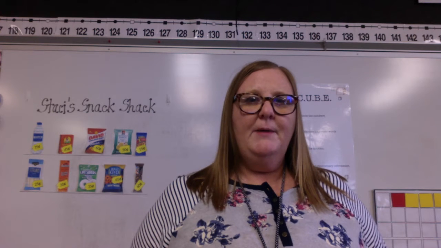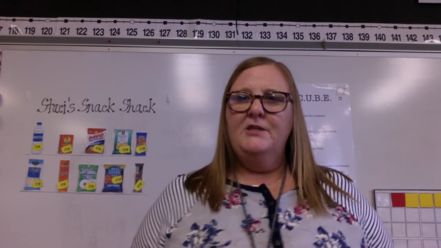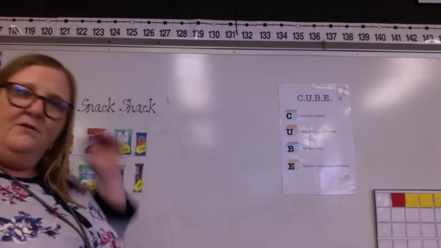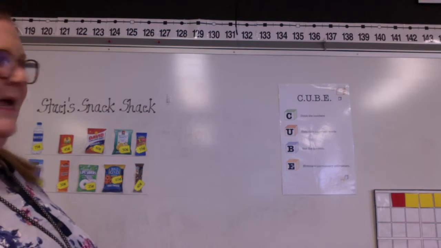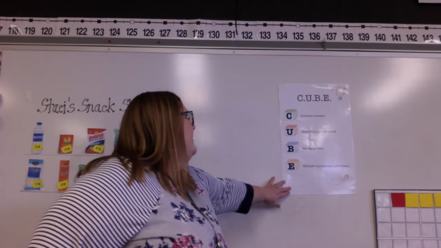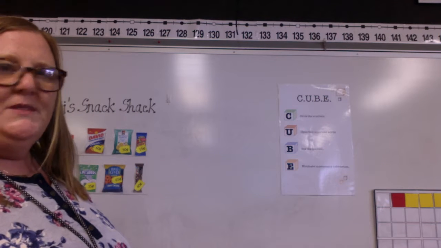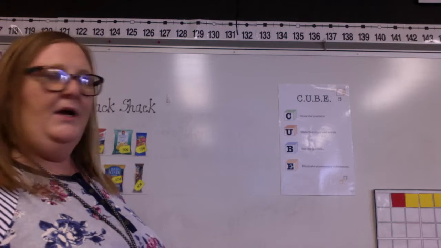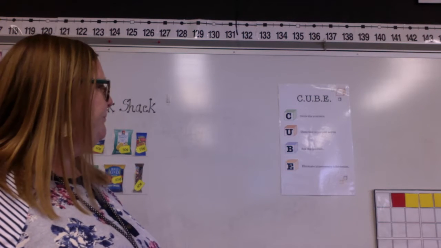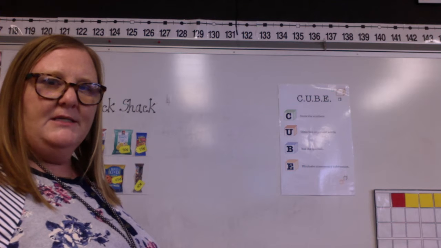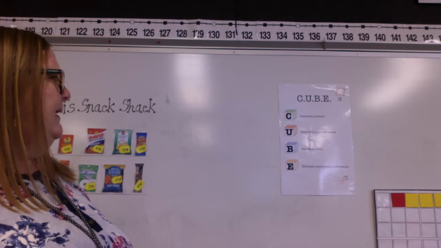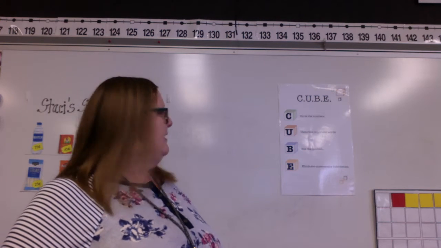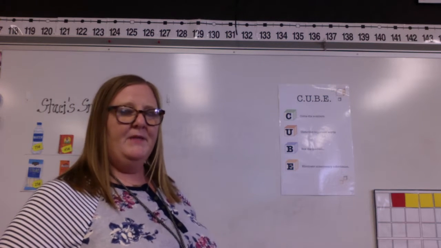A few things I want to talk to you about before we start our lesson today is just a reminder that here at Valley Grove, we use the CUBE method for when we do number stories. It's a little hard to see, but each letter in the word CUBE stands for something. C stands for circling the numbers. U stands for underlining any important words. B stands for box the question, and E stands for eliminate unnecessary information, and eliminate means you get rid of it. So think about those when we're doing that today.